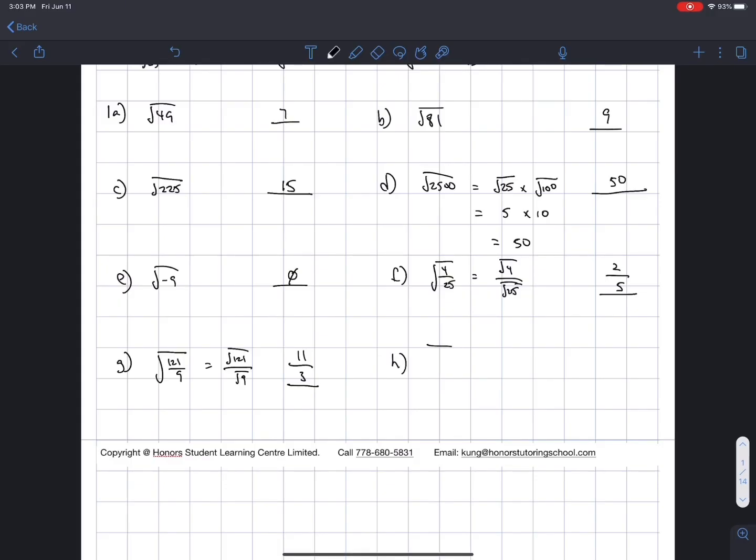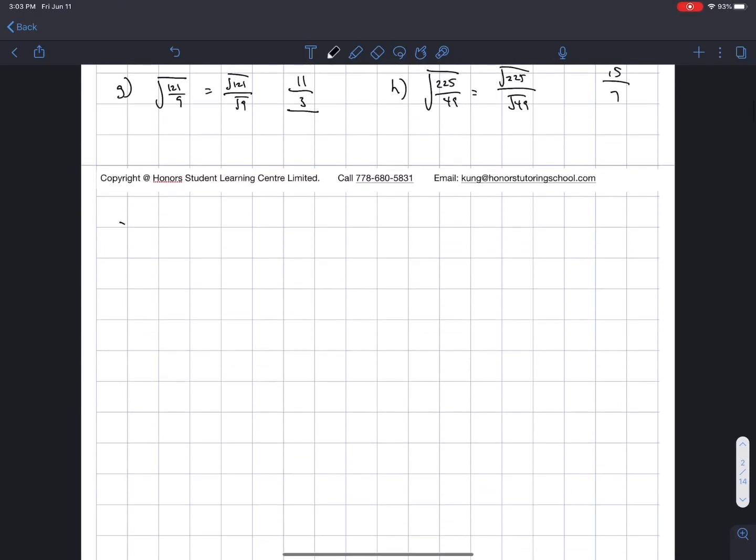H, the square root of 225 over 49. Again, we just do the numerator and denominator individually. The square root of 225 is 15, the square root of 49 is 7. I, we have the square root of 0.09. You can either just do the square root of 9 to get 3, and then you halve the amount of decimal places to get 1 decimal place. So you will just have 0.3.